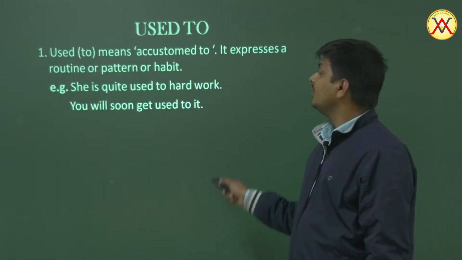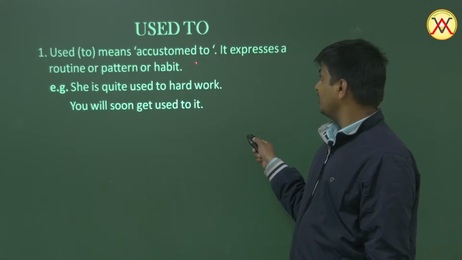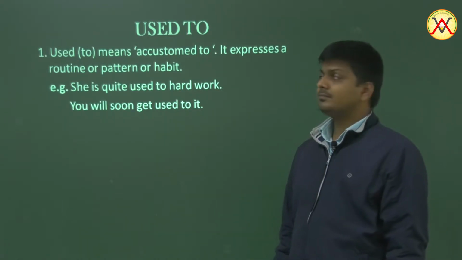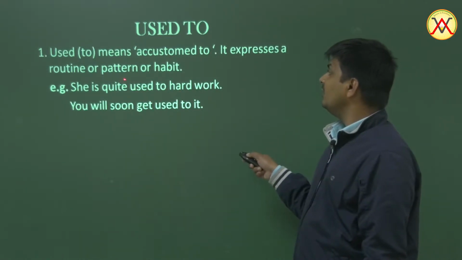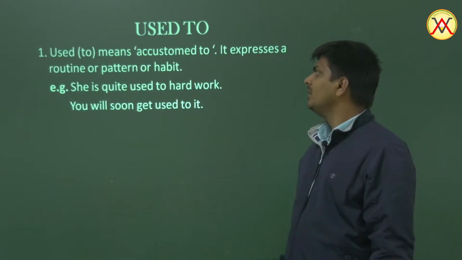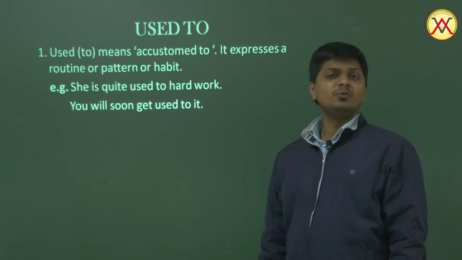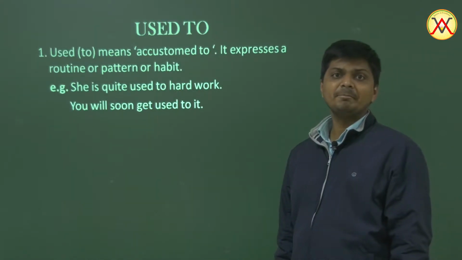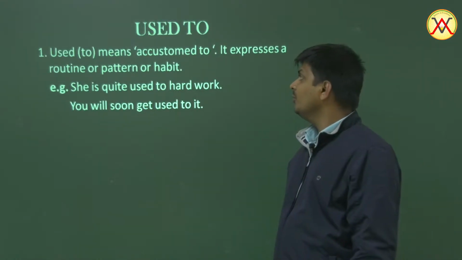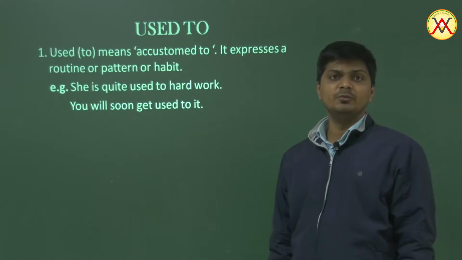Used to do. Used to do means accustomed to or habitual to. It expresses routine or pattern or habit. She's quite used to hard work. You will soon get used to it. I'm used to teaching for 5 hours every day. So used to means accustomed to, habitual to.